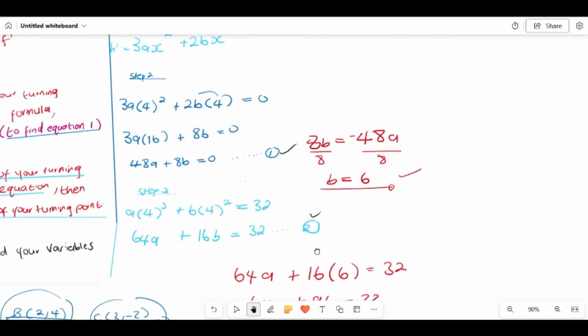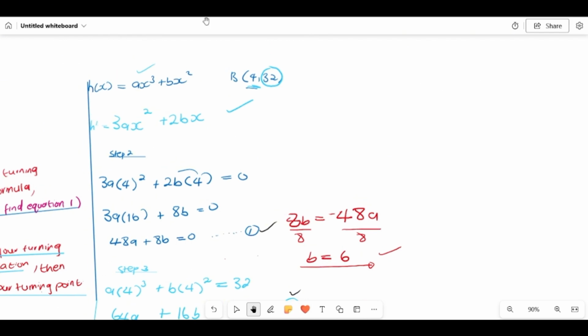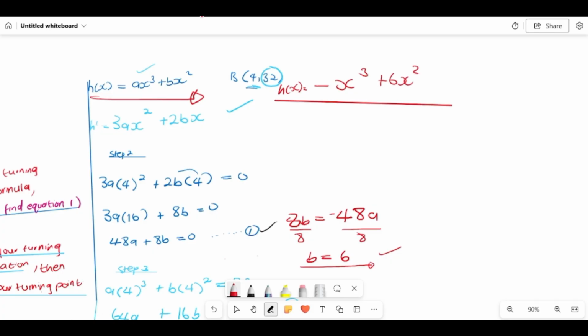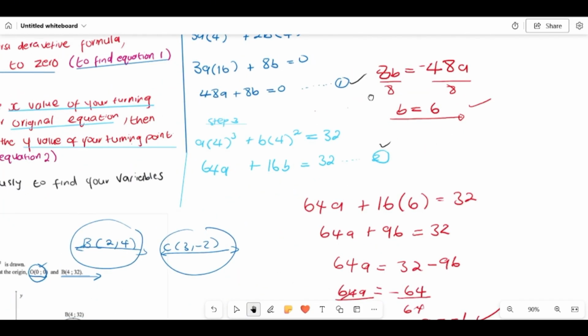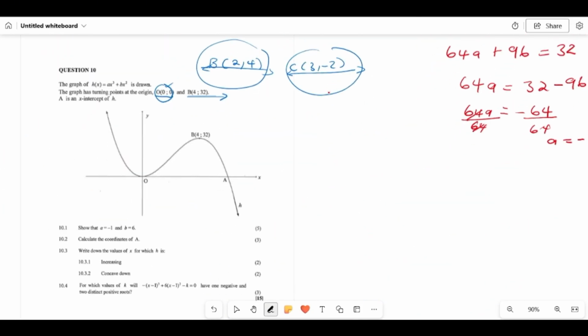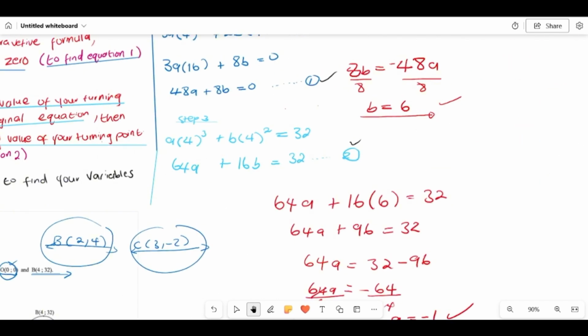And remember, this was my h of x function. Let me just do this. This was my h of x function. Now let me substitute on it. My a, it's negative 1, so I can write negative x cubed. This is equals to my value of b, 6. And this would be the equation of my cubic function, right? Now, let's confirm. Remember here, they said we need to show that a is negative 1 and b is equals to 6, which is what we did here, right?